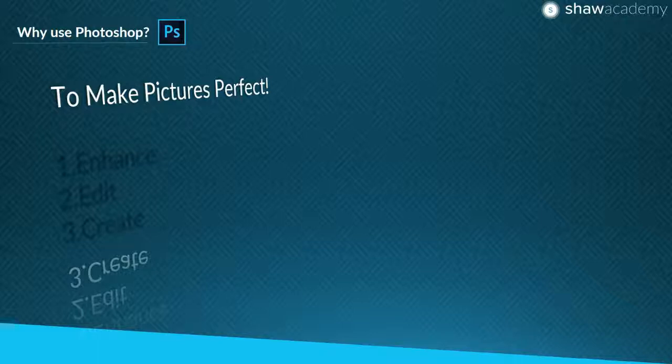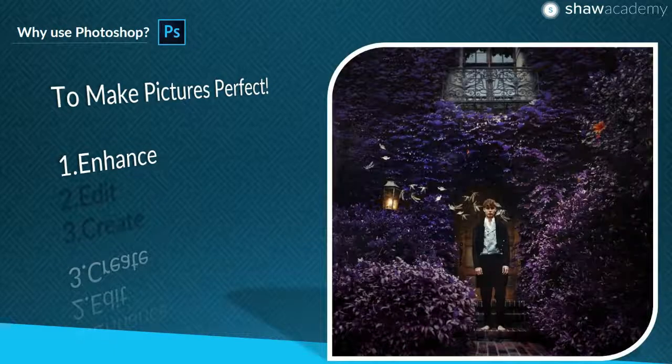Alright folks, so how do we make our pictures perfect? I base all of my designs around the 3 core concepts that we're going to deal with in this course. And that is to enhance our images. So we can enhance already nice, stunning images that we've taken. So the likes of this, where the yellowy kind of leaves of the bushes have been enhanced to be purple. A very easy thing to do.